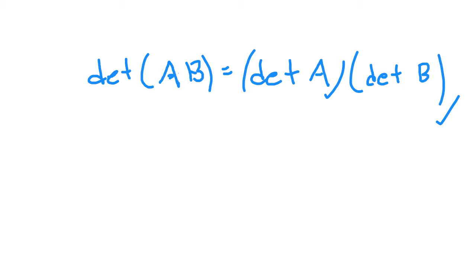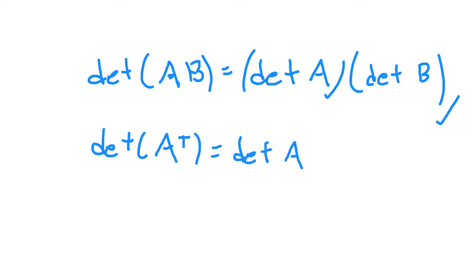That actually is theorem 6 from section 3.2. And while we're at it, I'll mention theorem 5 from section 3.2. Theorem 5 says the determinant of A transpose equals the determinant of A. That's another property. So given that, I think we're basically good to go here.